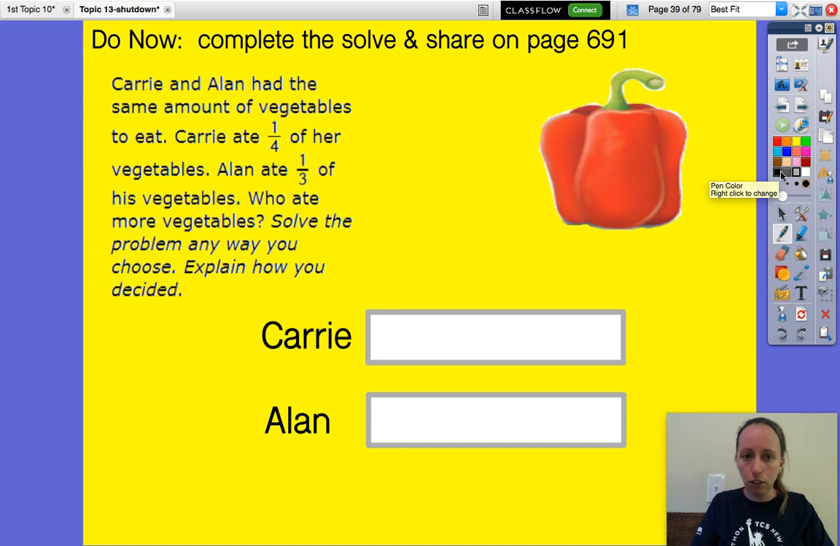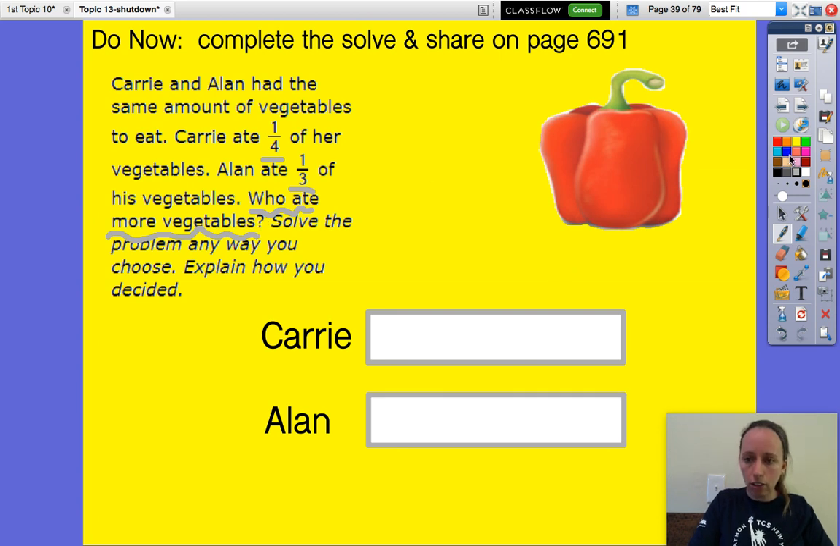Okay, if you want to follow along with me on page 691, you can. It's the solve and share problem. Carrie and Alan had the same amount of vegetables to eat. Their whole is the same. Carrie ate 1/4 of her vegetables, and Alan ate 1/3 of his vegetables. Who ate more vegetables? So they're asking who ate more, right?